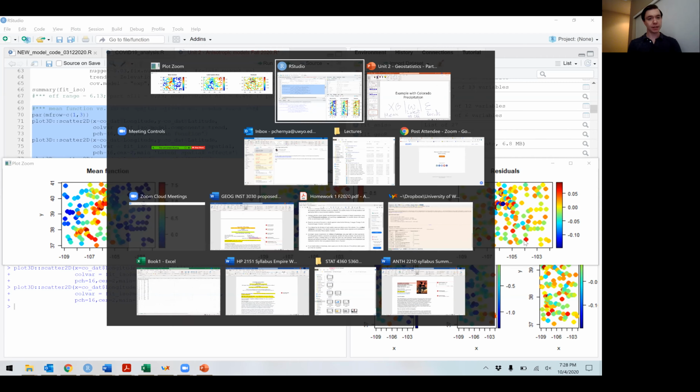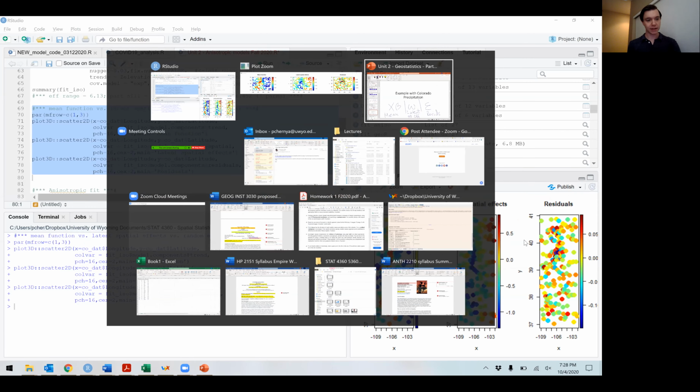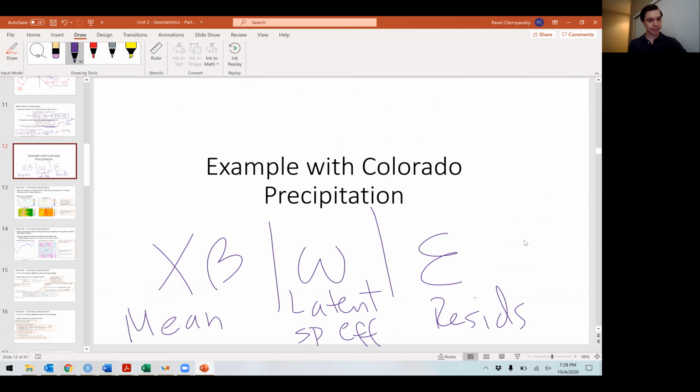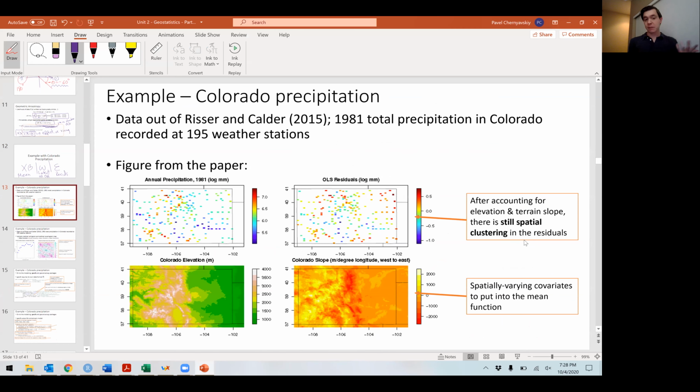If I flip to my notes, this is actually from the Rissa and Calder paper. We see that after they fit the elevation, the slope, and their interaction, there's still clustering in the residuals. These residuals in their top right panel do not resemble white noise. There's spatial clustering in these residuals.